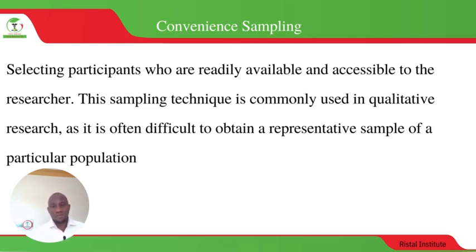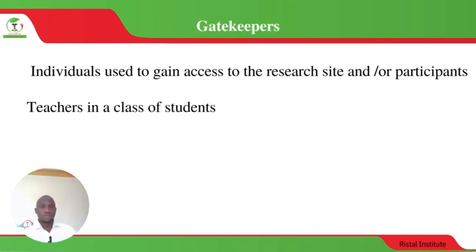Convenience sampling is when you get those who are available to you, in place and time. Okay, those who are really available to you are the ones that you interview. The difficulty is that this may not be representative of the general population.